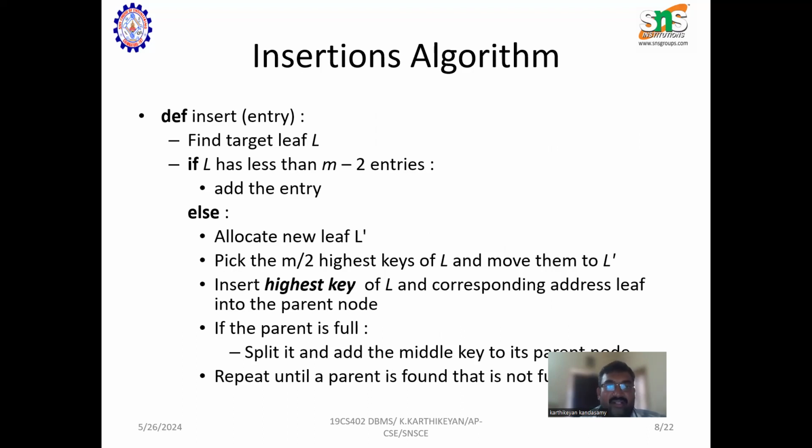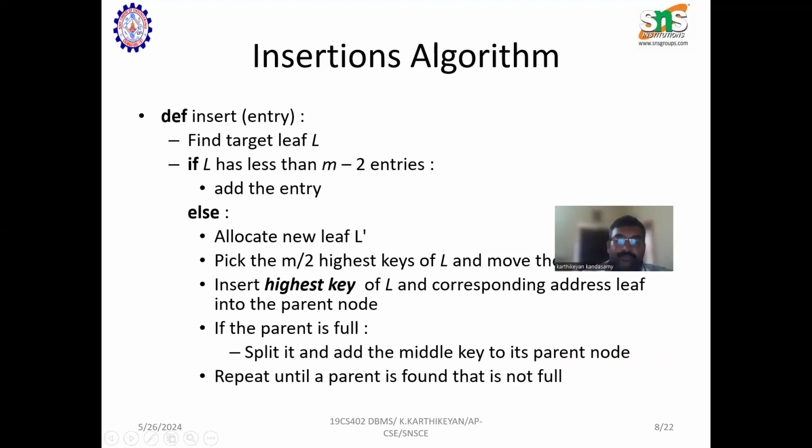For example, insert: check the condition for the entry. Find the target leaf node L. If L has less than m minus 1 entries, add the entry. Else, allocate a new leaf node L dash. Pick the m divided by 2 highest keys of L and move them to L dash. Then insert the highest key of L and the corresponding address of the leaf node in the parent node. If the parent node is full, split it and add the middle key to the parent node. Repeat until a parent node is found that is not full.